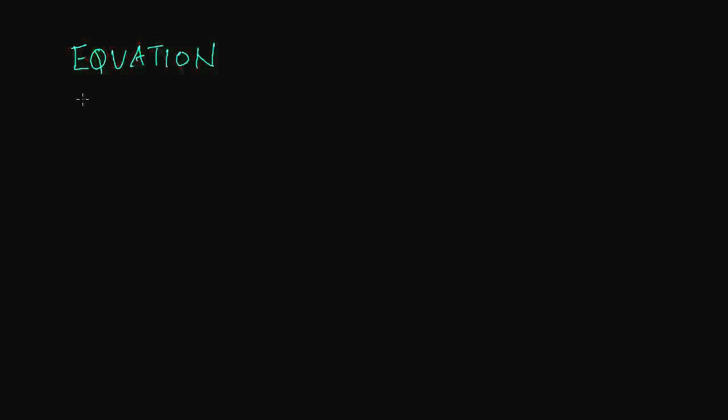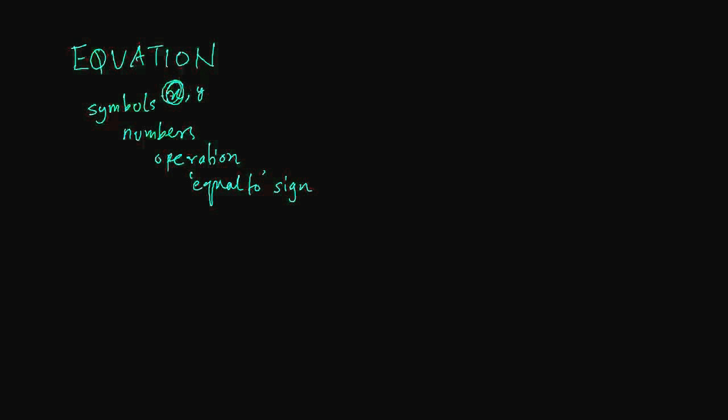An equation is made up of symbols, numbers, operations, and the equal to sign. So these are the four things that an equation is made up of. Now symbols are usually x and y. So x is the most common one. Numbers are a, b, c, d, or 1, 2, 3, 4. Operations are plus, minus, multiplication, division, and the equal to sign looks like this.